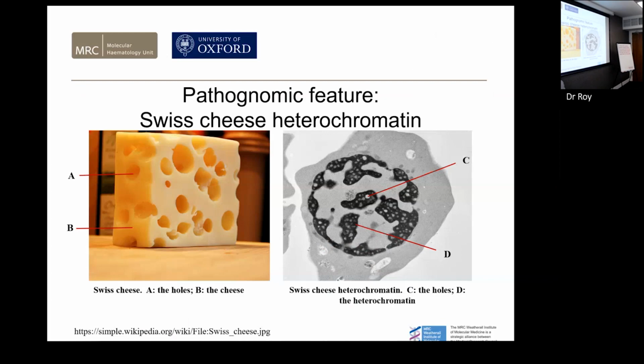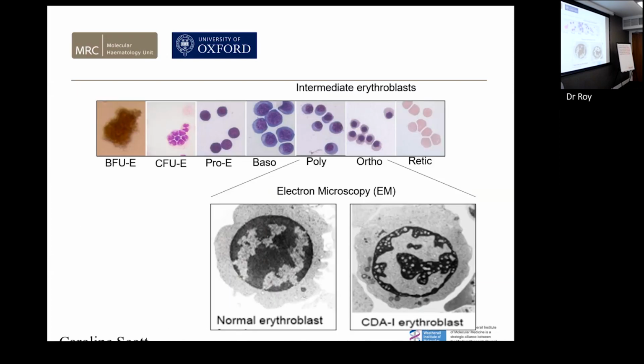And the main thing about CDA1, the way you know it's CDA1, is if you see this thing called Swiss cheese heterochromatin. So if we do electron microscopy of bone marrow, we see that the nucleus has got little holes where the DNA is, the chromatin, okay? And to show you how it looks, a normal erythroblast is here and the CDA1 erythroblast is here. So you can see that the dark bit is even darker, it's black. Instead of having this fuzzy outline, it's a smooth outline. And instead of being filled in, it's got these holes.